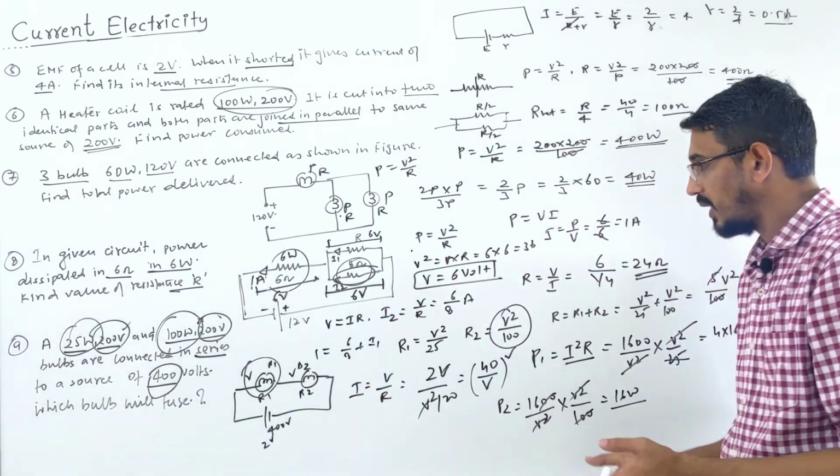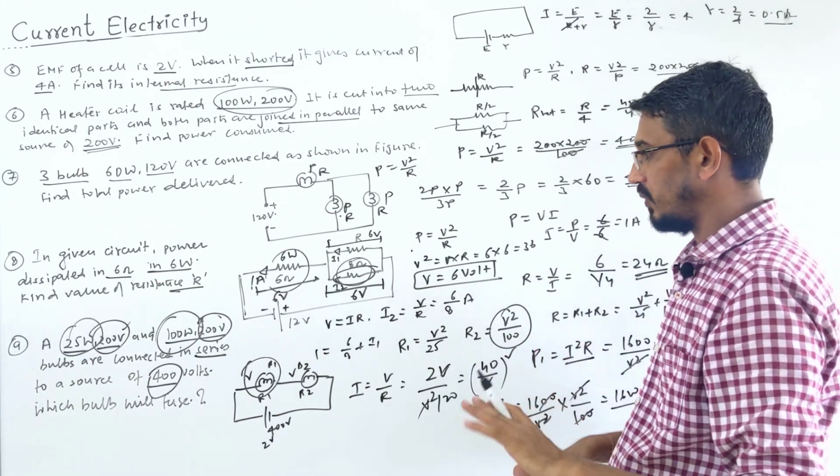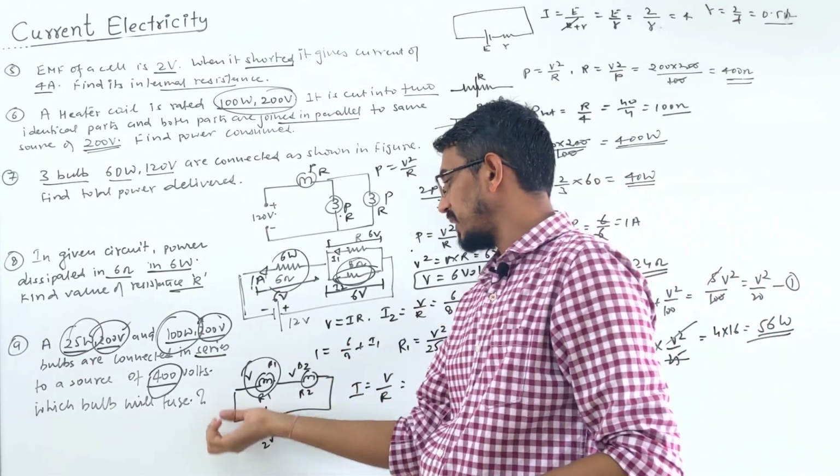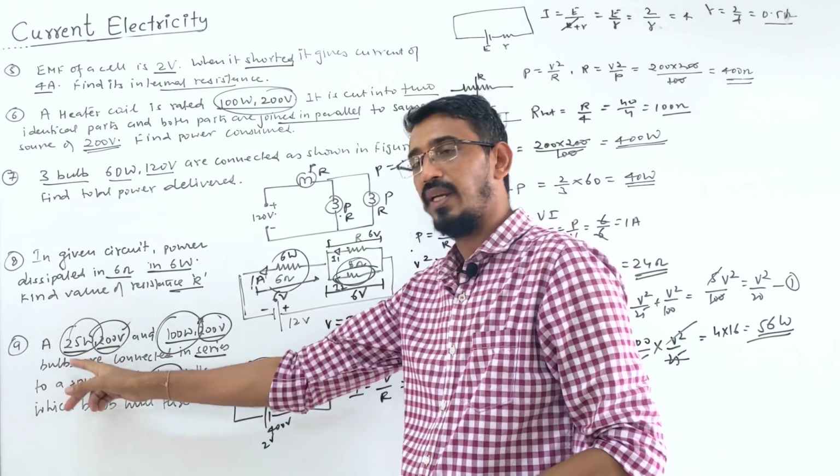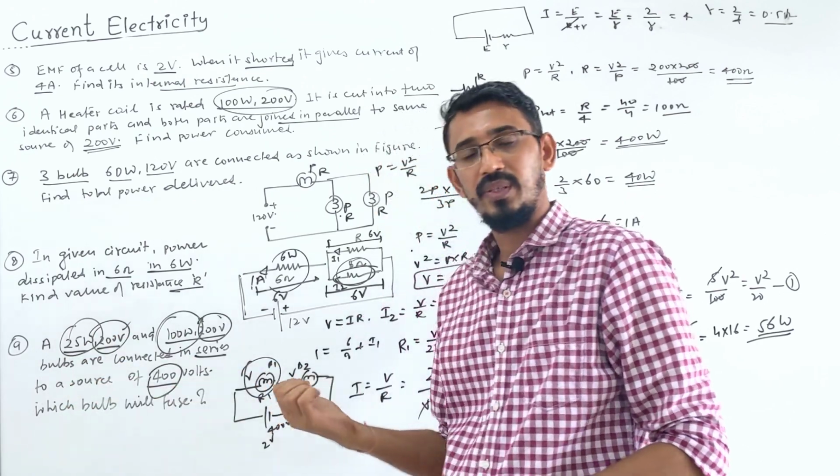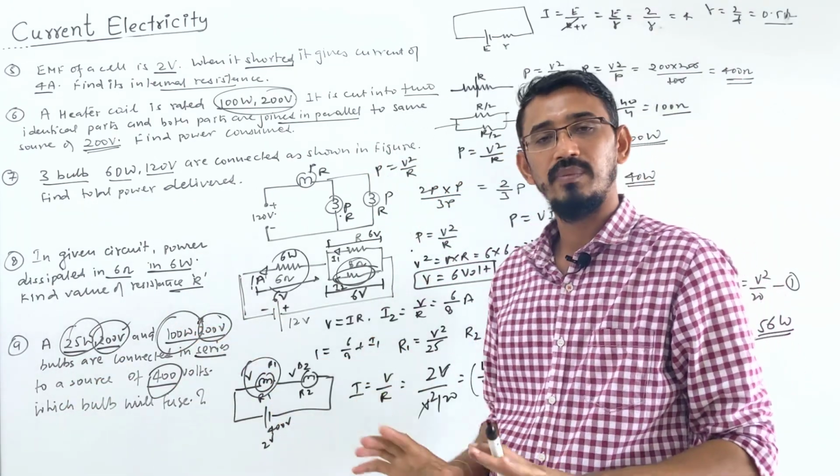So if you want to check whether some bulb is getting fused or not, what you will do? You will check how much power is coming to that bulb and what rating is given. If the input power coming is more than the rating, then that bulb will fuse.